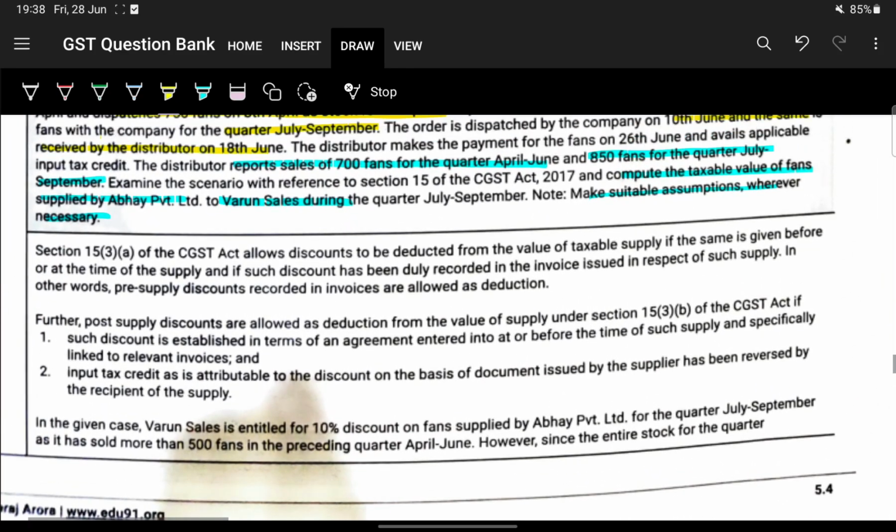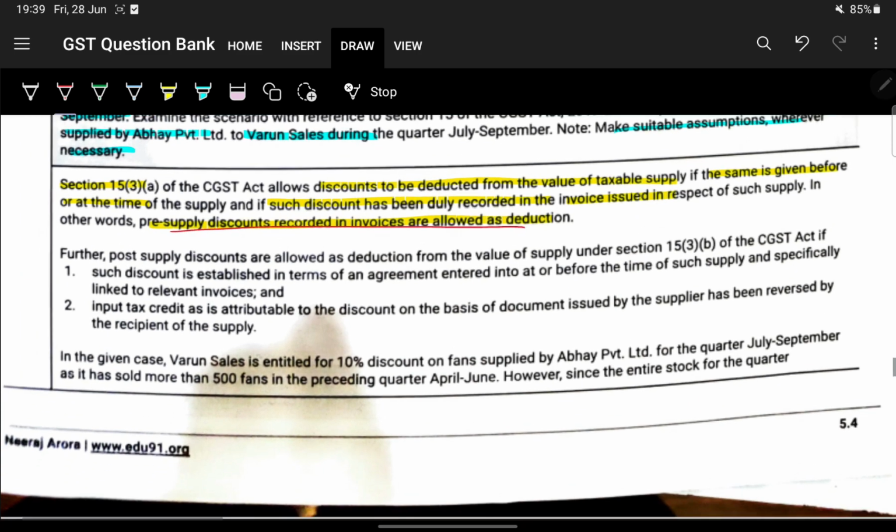So here, as I told you, post supply discount is allowed if it satisfies the 4 conditions that are applicable to the post supply discount. We'll just read through. As per section 15 subsection 3 of the CGST Act, it allows discount to be deducted from the value of supply if the same is given before or at the time of supply and if such discount has been duly recorded in the invoice. Pre-supply discounts recorded in the invoice are allowed as deduction. We know that, so no problem. Next, we'll move on to the next part.